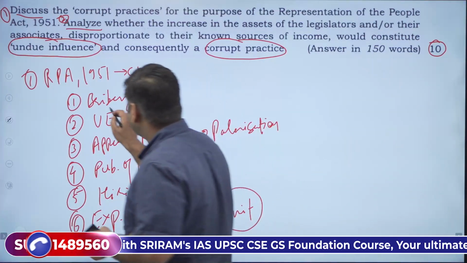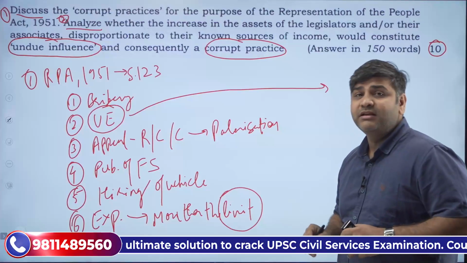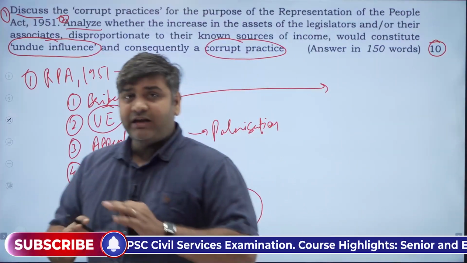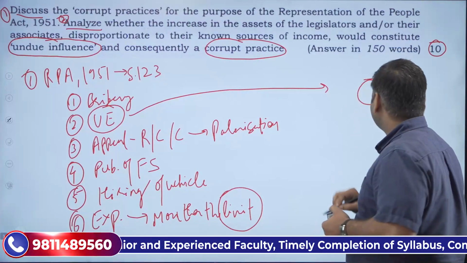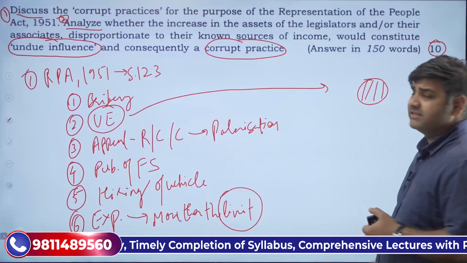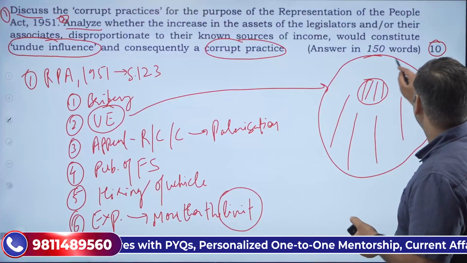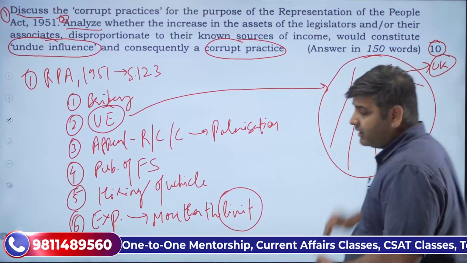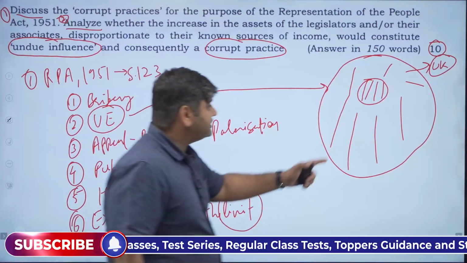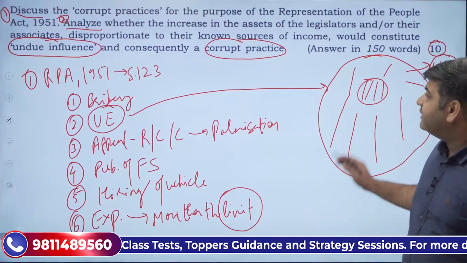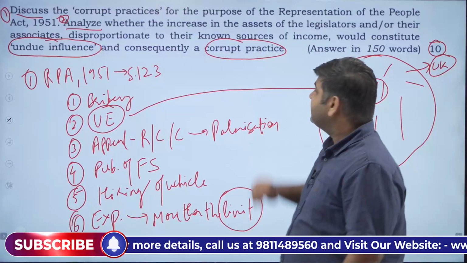Now, what they are trying to ask is about this undue influence. How can this be linked with disproportionate income of the candidate and of any of the candidate's associates? For example, the income of the candidate was this much from known sources, and this has risen to this big, and this increase was from unknown sources. You do not know from where this money is coming. So can this disproportionate income be considered as undue influence? Can it be considered subsequently as corrupt practice?